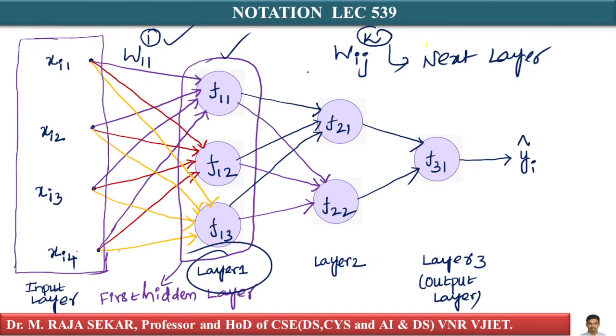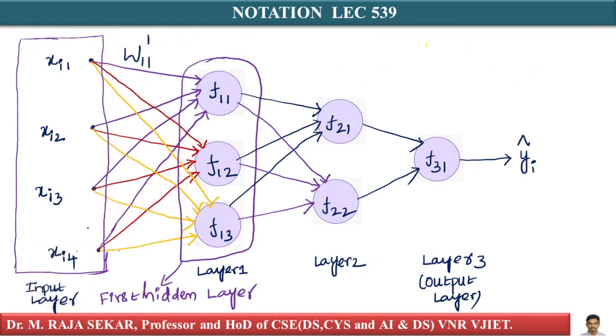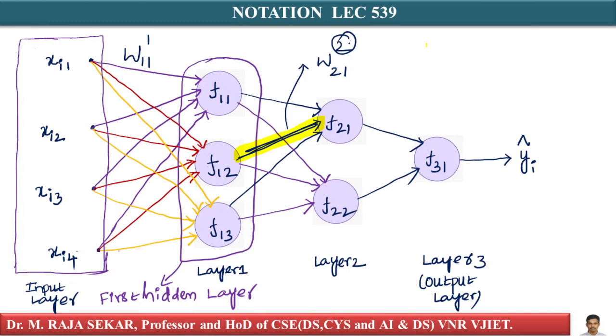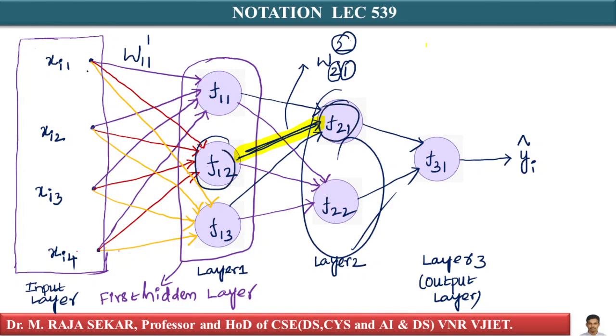Let's take this edge. Just see, if you observe this one, what is the next layer? This is the edge, isn't it? What is the next layer? The next layer is the second layer. Just see, this layer is the second layer. From which one? From the second neuron to the first neuron. This is the second neuron in this particular layer. To which neuron is it going? The first neuron.